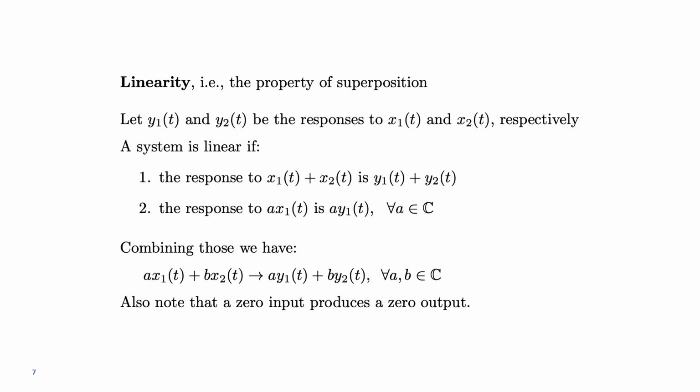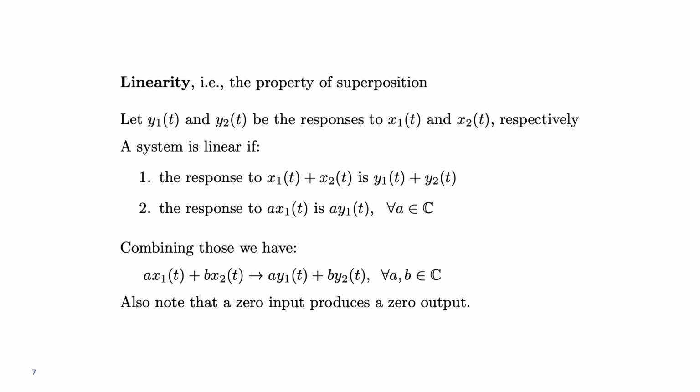Let y1 of t and y2 of t be the responses to x1 of t and x2 of t respectively. A system is linear if the response to the sum x1 of t plus x2 of t is the sum of the responses y1 of t plus y2 of t, and also the response to a x1 of t, meaning x1 of t multiplied by a constant, is a y1 of t, meaning the response to x1 multiplied by the same constant, for any complex number a.